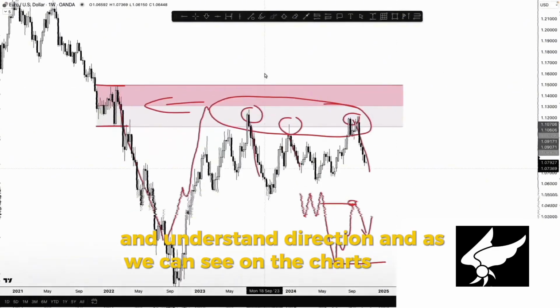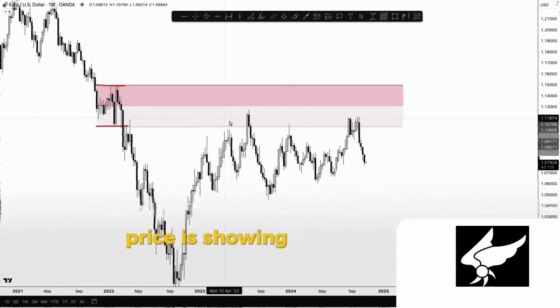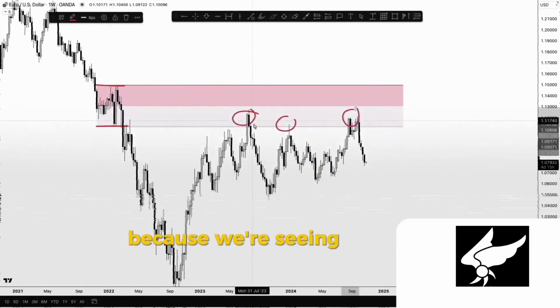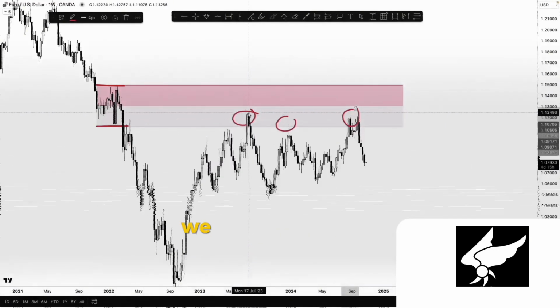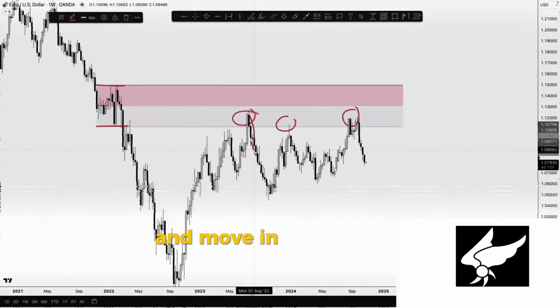And as we can see on the charts as well, what we're picking out on the ranges to the left, price is showing us on the right hand side that these are the correct locations to look for, because we're seeing reactions away from this location. So every time price got into this location, we have a very clear understanding of where price might want to turn and move in the opposite direction.